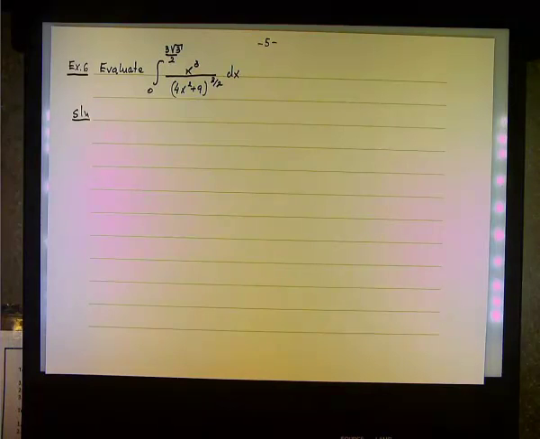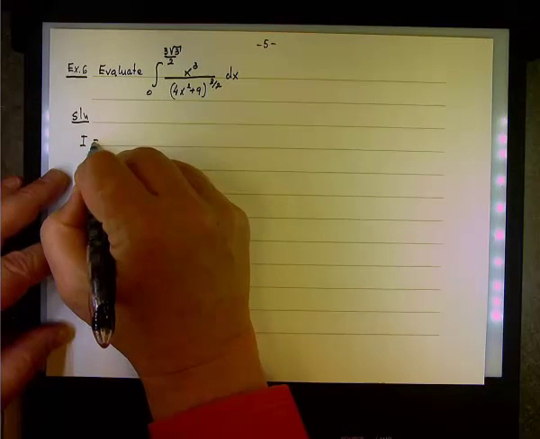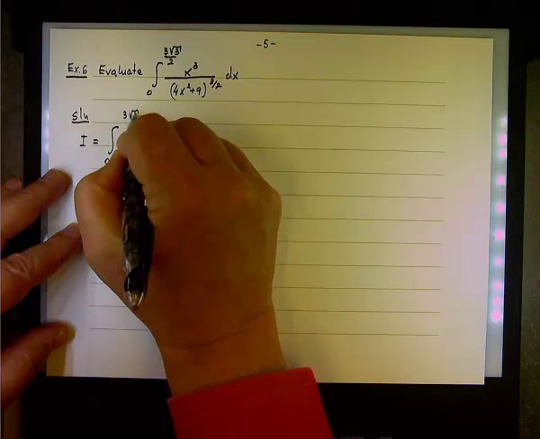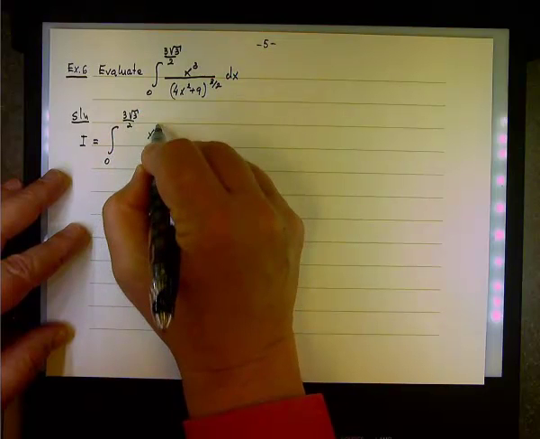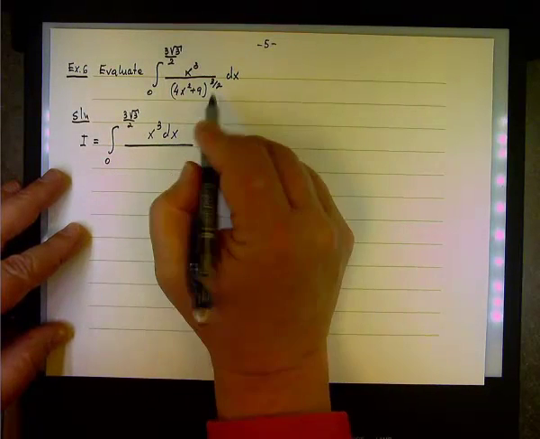So I'm looking at this integral, and the first thing I noticed is that I don't see any recognizable radical. This radical doesn't look like anything that we've done before. So let's try to rewrite this integral in a slightly different manner. Okay, so we call it I, and it will be the integral from 0 to 3 square root of 3 over 2. The numerator will be x cubed dx. I'm sorry, I said denominator.